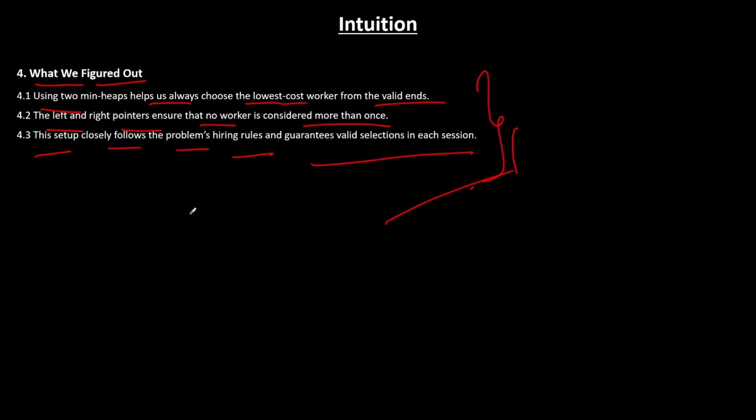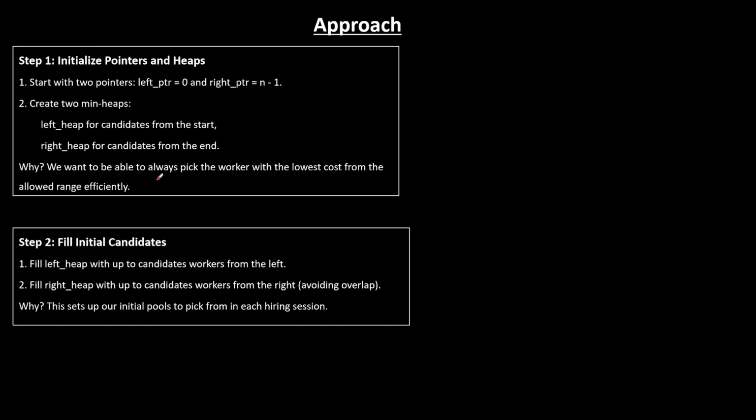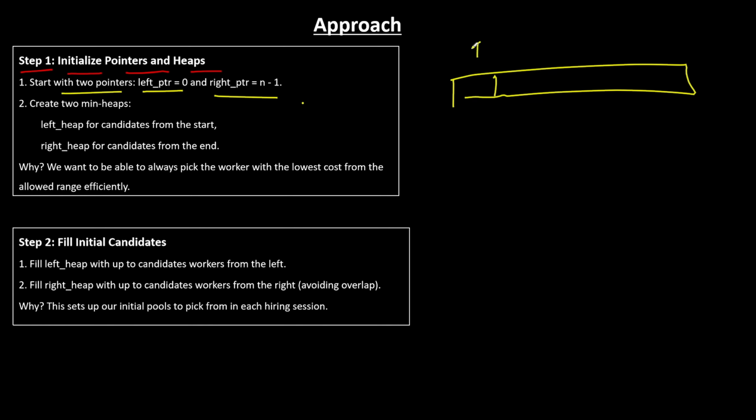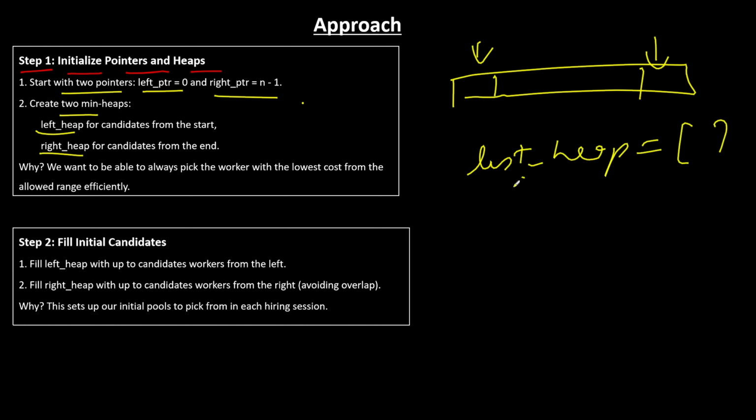Now, since we got the intuition of the problem, let's look into the approach of how we're going to solve it. Our step one is to initialize the pointers and heaps. We start with two pointers, left and right. The left pointer starts from the first index, and the right pointer starts from the last part of the array. Now we create two min heaps, left min heap and right min heap, and these will be created as lists, because in Python we make it as a list and then we convert it to a heap.